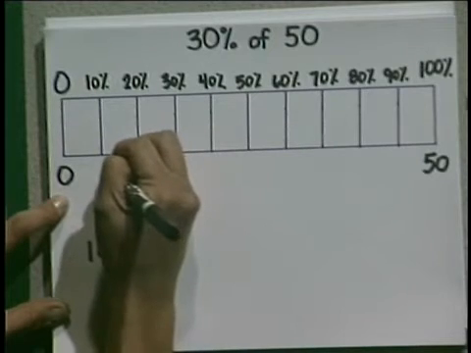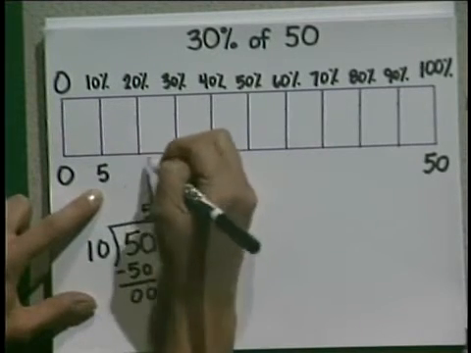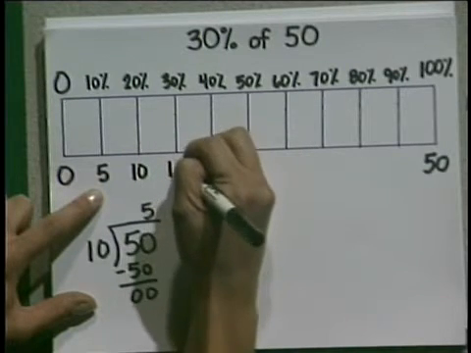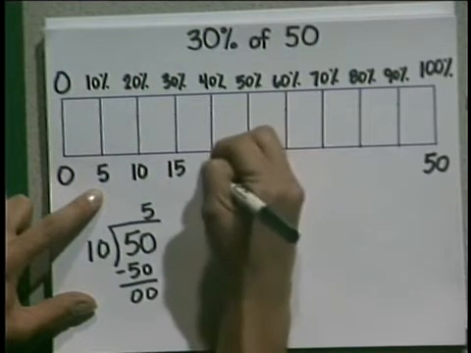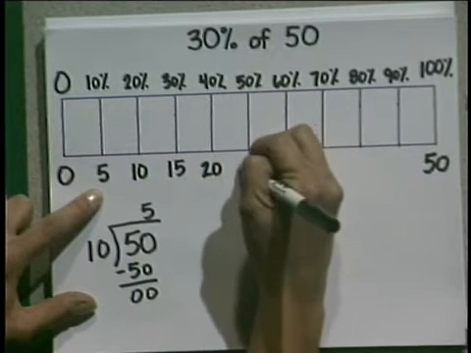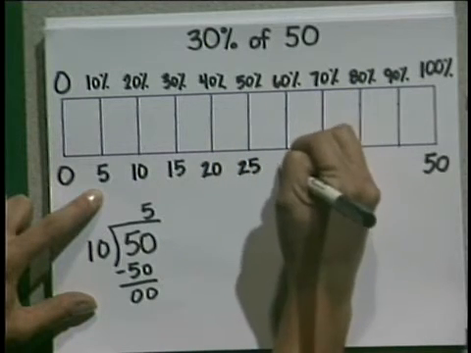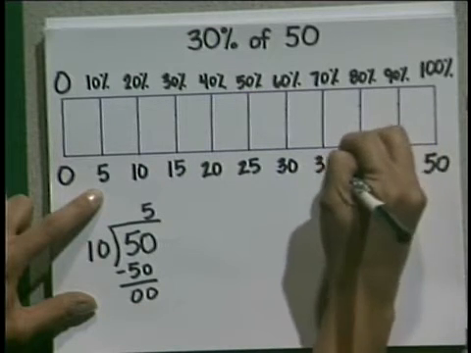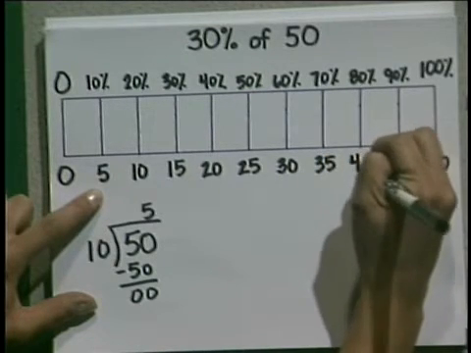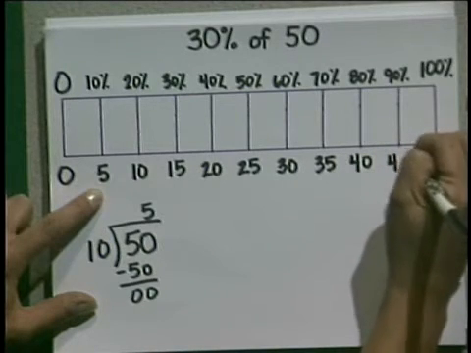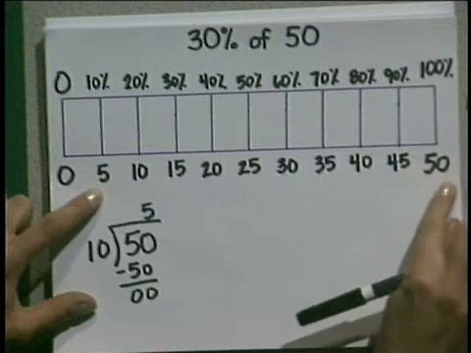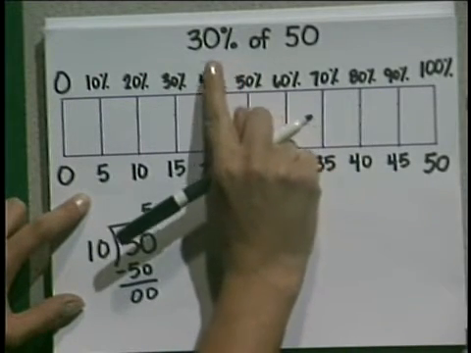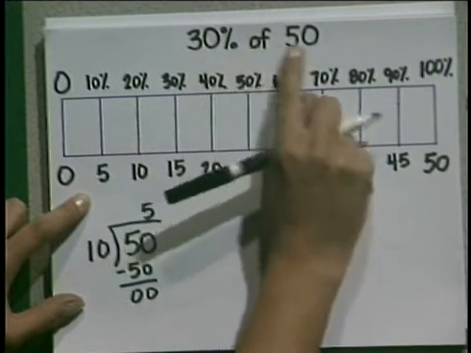So after my first section, I have 5. 5 more from my next section will give me 10. 5 more will give me 15. 5 more, 20. 5 more is 25. 5 more is 30. And I'm going to continue to add 5 to each section to get me up to my total of 50. Now, our problem is asking us to find 30% of 50.